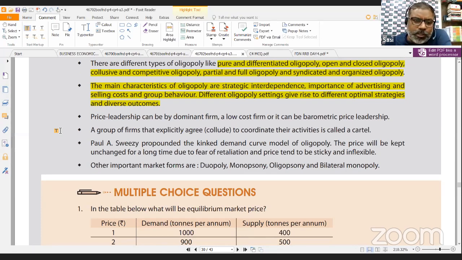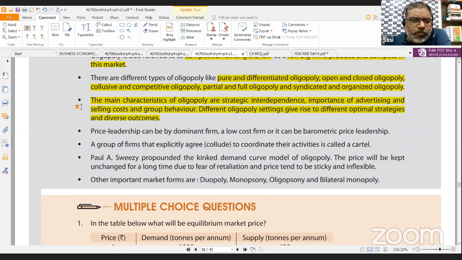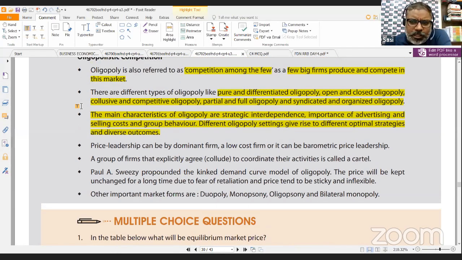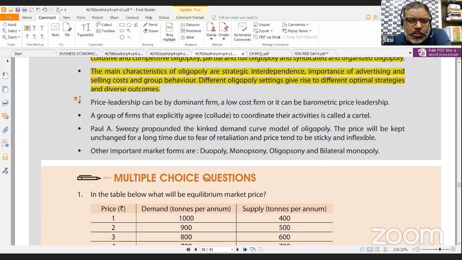Advertising becomes very important in oligopoly. Selling costs are high and group behavior happens in oligopoly, because they will have cartels formed, particularly in the case of a syndicated and organized oligopoly, though they are illegal. So different types of oligopoly settings give rise to different optimal strategies and diverse outcomes. We cannot exactly tell this is perfectly something which is oligopoly, but oligopoly is something like a miniature version of monopolistic competition, we can say.